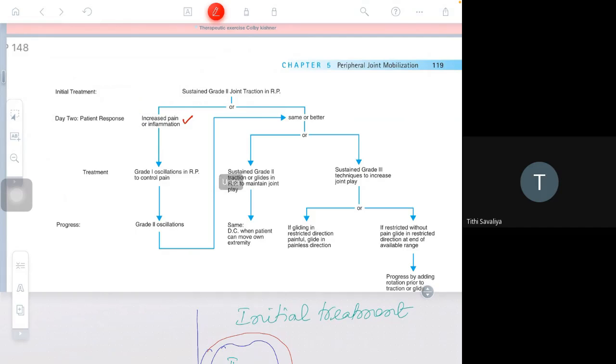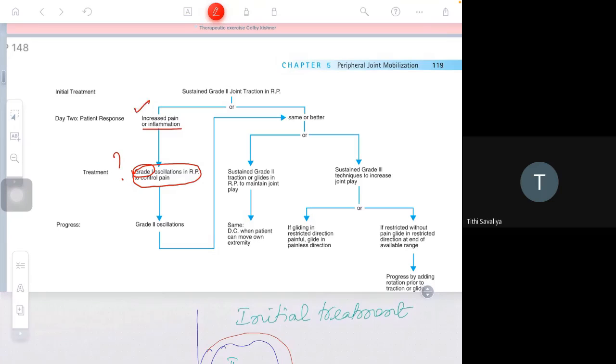Pain is increased, then what will you do? You will go for grade 1 oscillation in resting position. So now what is this grade 1 oscillation?